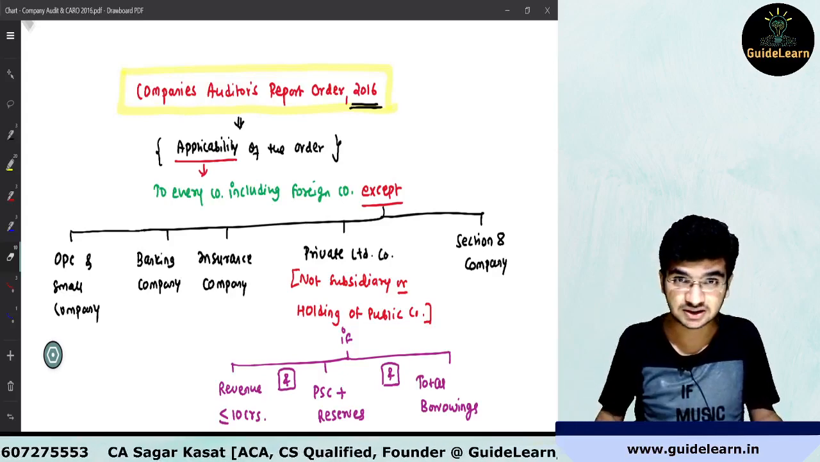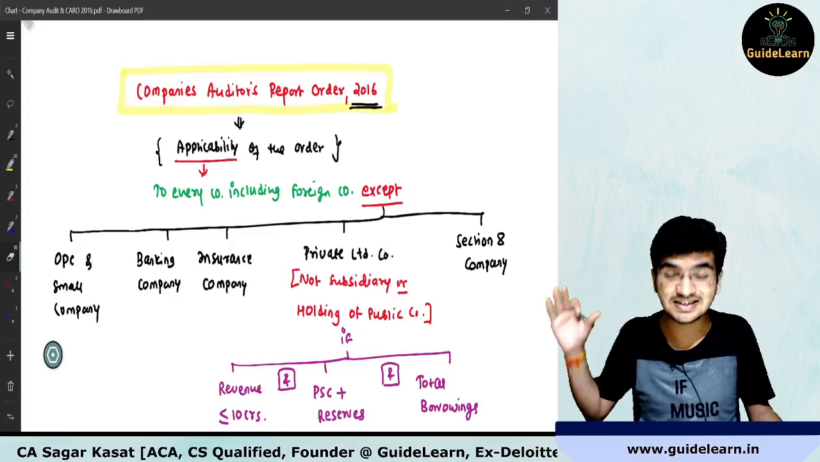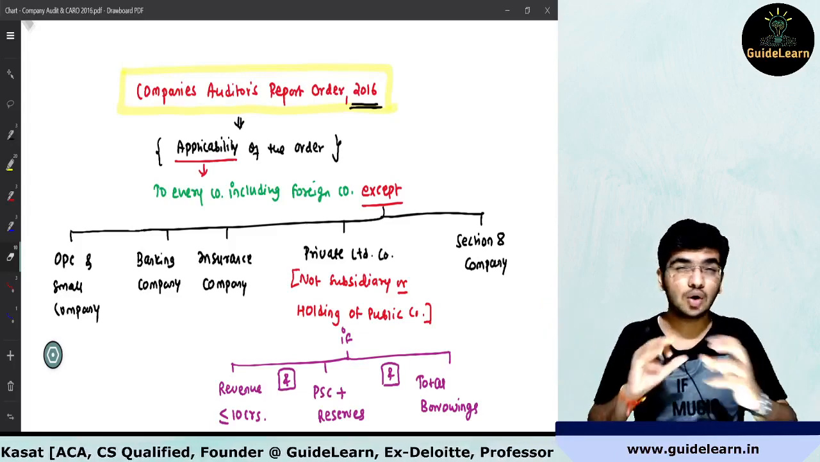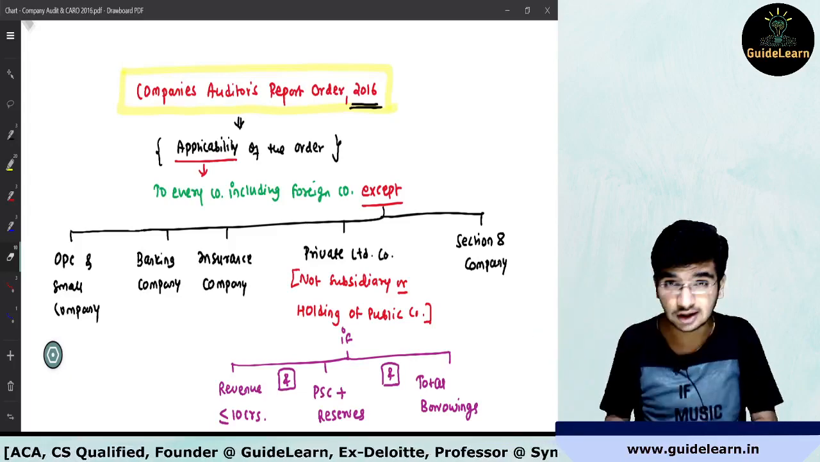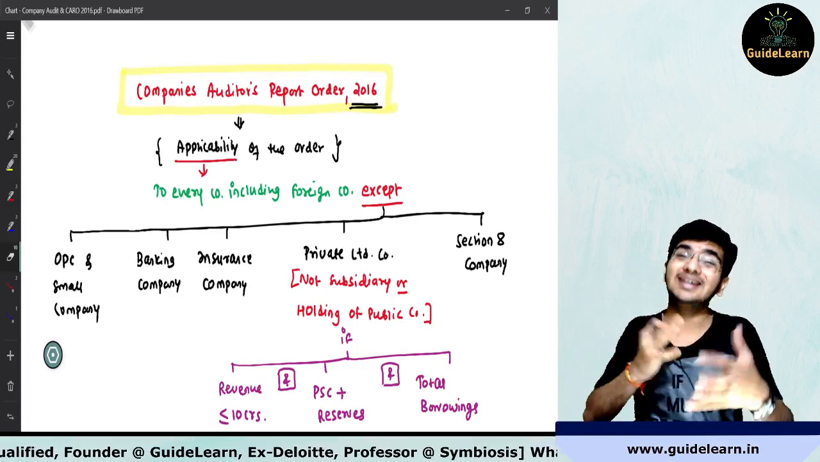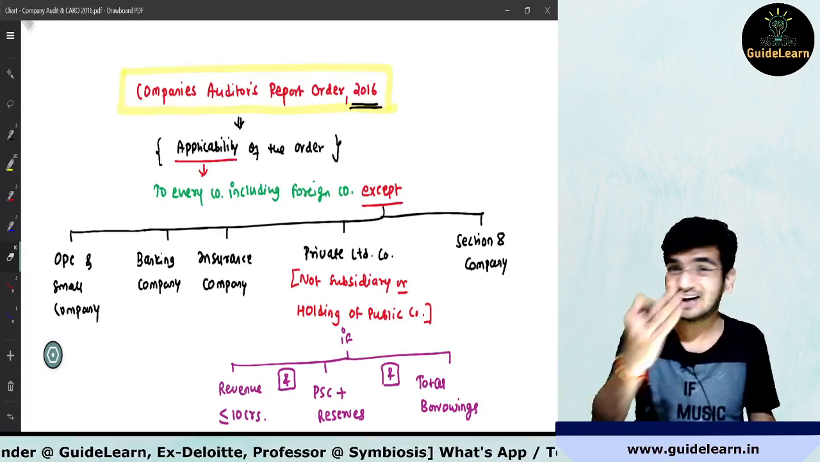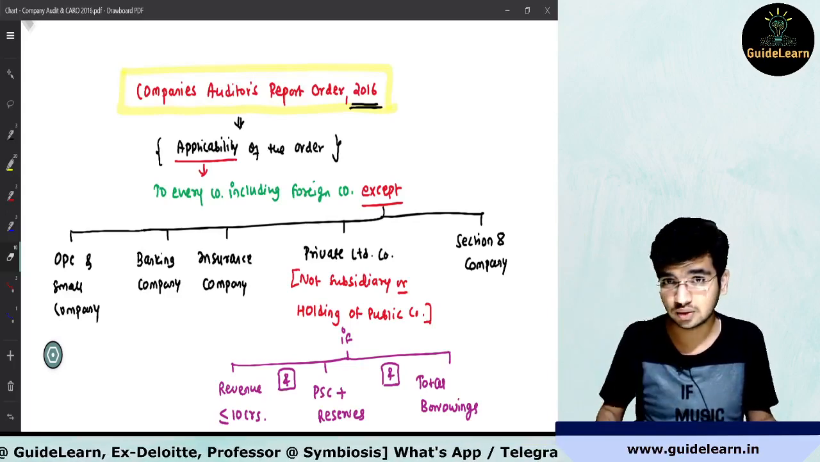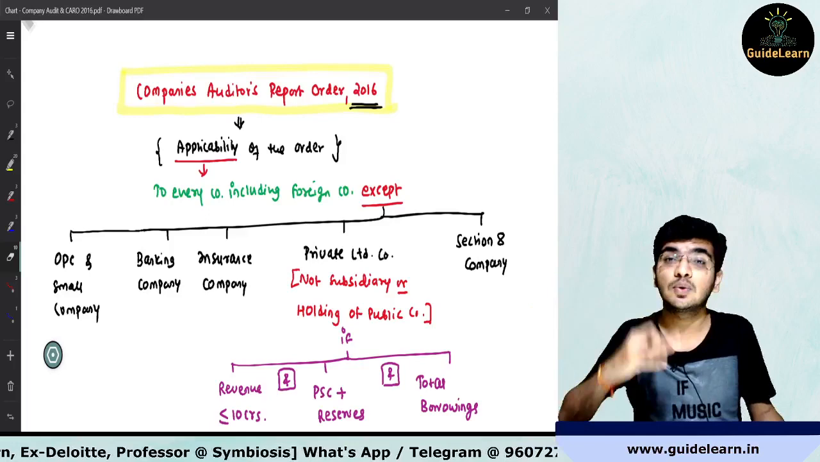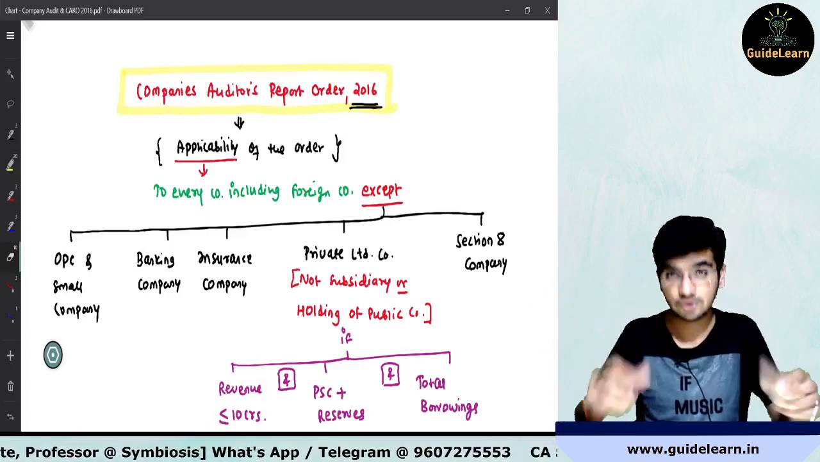Second most important thing, there are four major paragraphs in this CARO 2016 which are relevant for you to understand. The very first paragraph only talks about the title of this order, which is the Company's Auditor's Report Order. So title, extent to which it is applicable, and the second thing is applicability of the order. The second paragraph talks about for which class of companies this would be applicable. So applicability of the order has been given in paragraph number 2.